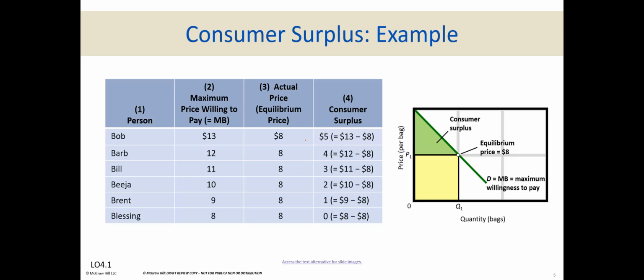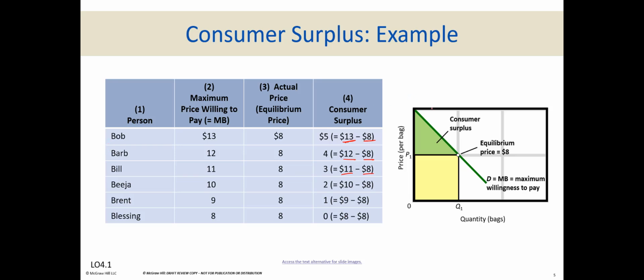And the actual price of the movie ticket is $8. And as you see, Bob has $5 of consumer surplus. Why? Willingness to pay minus the price. And Barb has $4. And Bill has $3. And finally, Blessing has 0 because Blessing's willingness to pay is $8 and the movie ticket price is $8. And these are the individual buyers' consumer surplus.